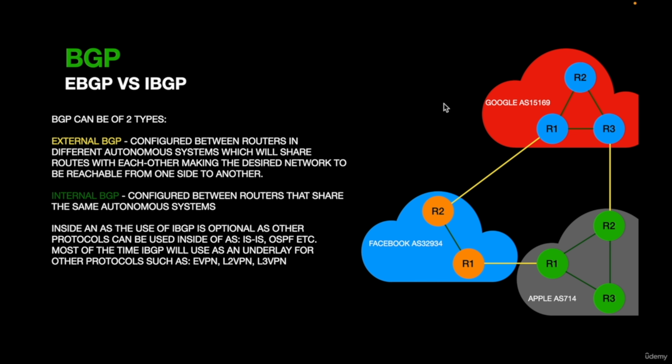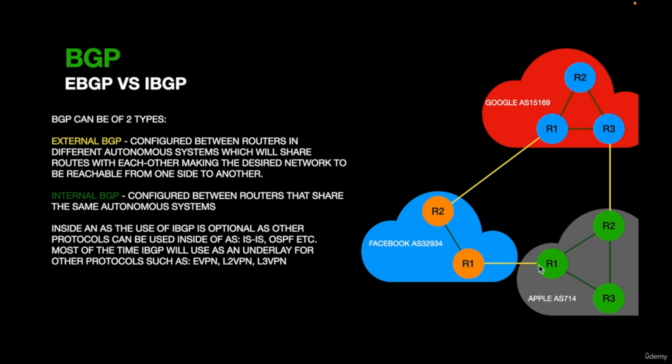What this means, let's say that we have Google here, we have Facebook, and we have Apple. Each of them have their network, and each of them have their own autonomous system numbers. eBGP will be used between Apple and Google, or between Facebook and Google, or between Facebook and Apple, and eBGP will share routing information from Google to Facebook or to Apple, and will receive routing information from Facebook or Apple. When I say routing information, I mean that it will receive routes, and routes are used to reach servers on Facebook side, or on Apple side, or on Google side.